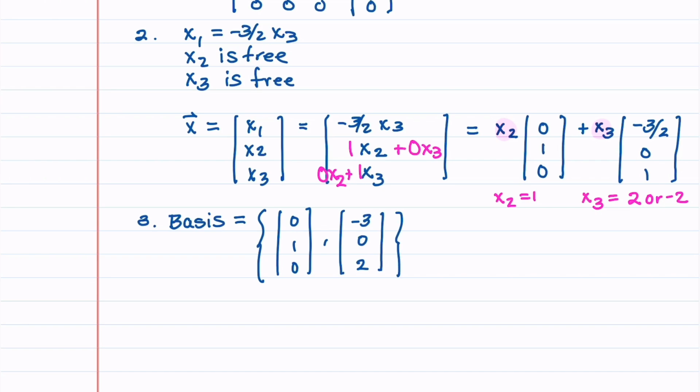We can also talk about the geometric description of this solution. It contains two vectors, so our geometric description is going to be a plane in R3.